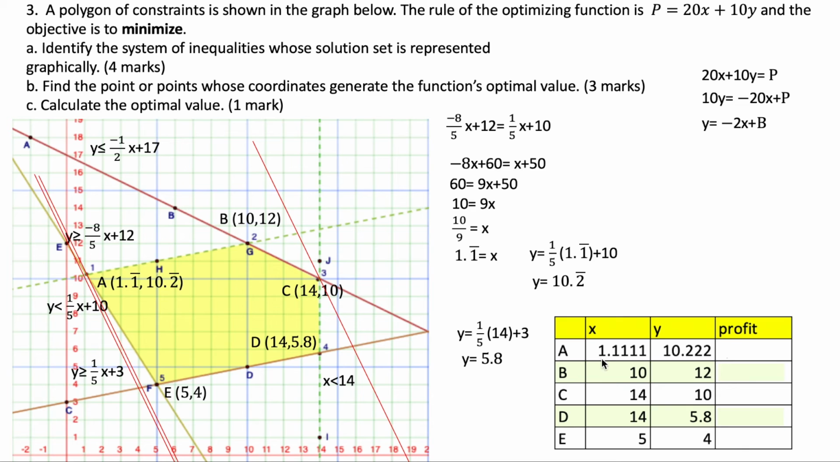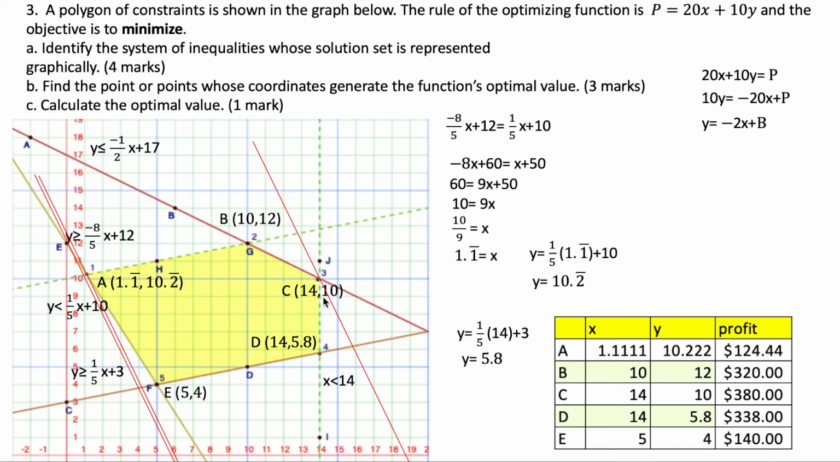In any case, here's my table of values. My A point is 1.1 repeating and 10.2 repeating, and the profit we get by that is 20 times 1.1 repeating and 10 times 10.2 repeating, and that gives us 124.4 repeating. For 10, 12, we end up getting $320. For 14, 10, we get $380. For 14, 5.8, we get $338. And for point E, 5, 4, we get $140.